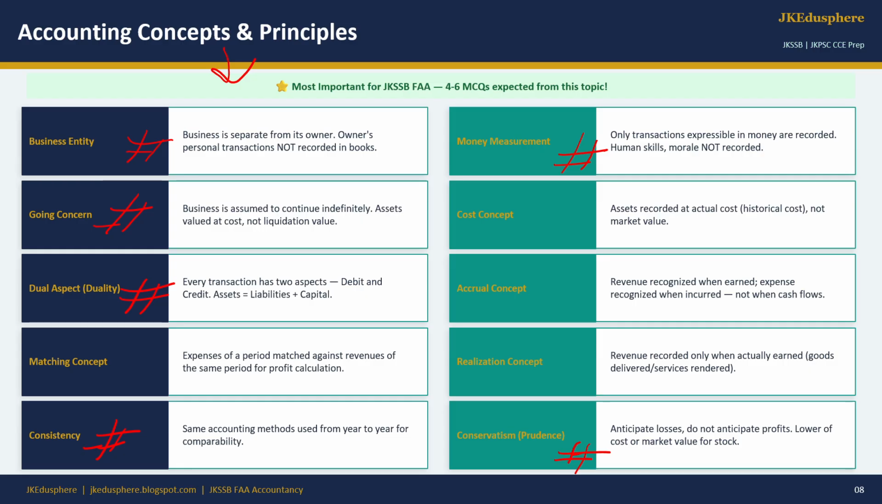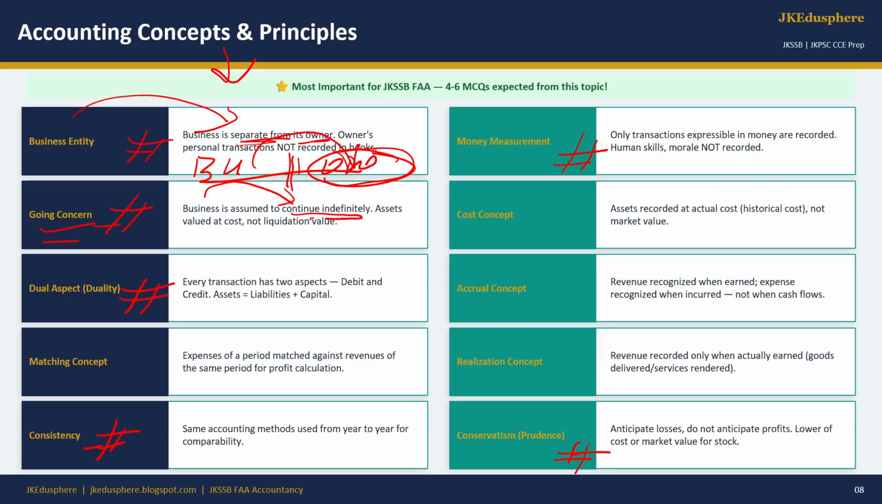So we will study all one by one, but these are most important for us. So what is business entity concept? Business entity concept is that business is separate from its owner. We treat business and owner as two separate entities. All right, we will have a different wage or salary for the owner, but we consider them different.